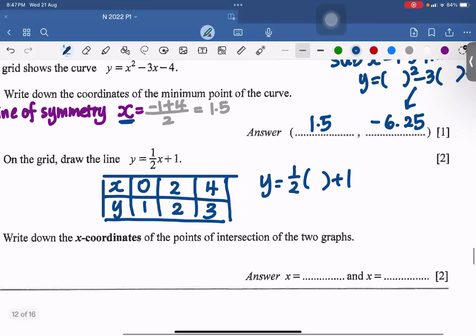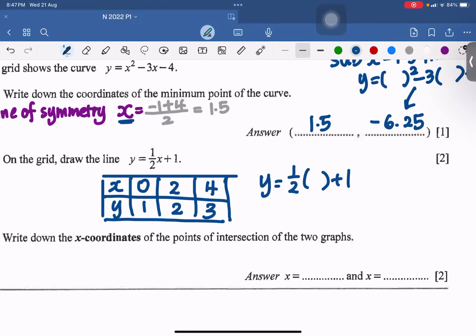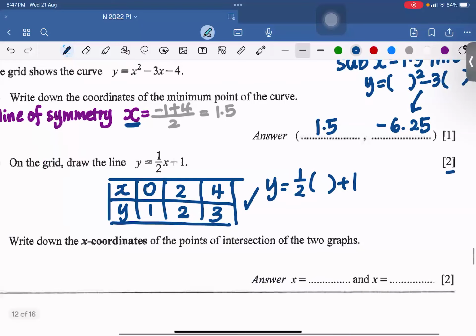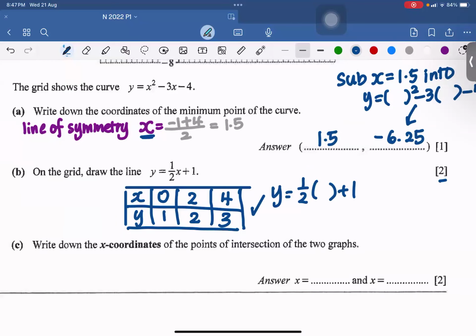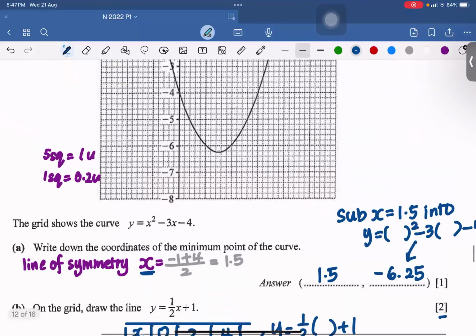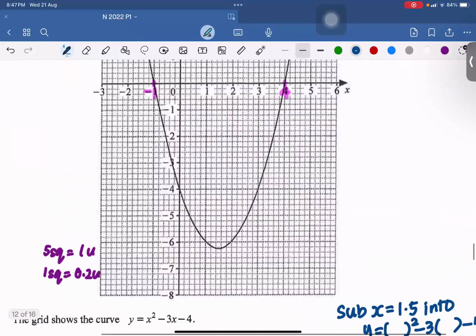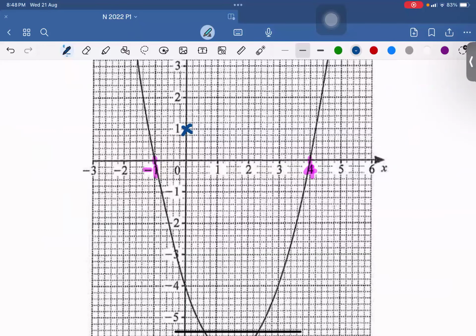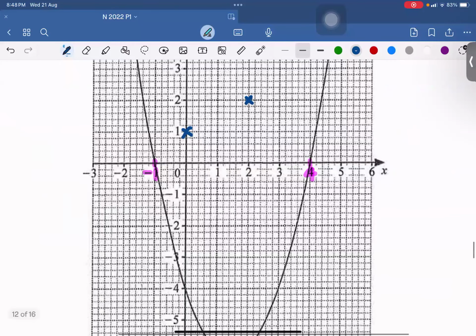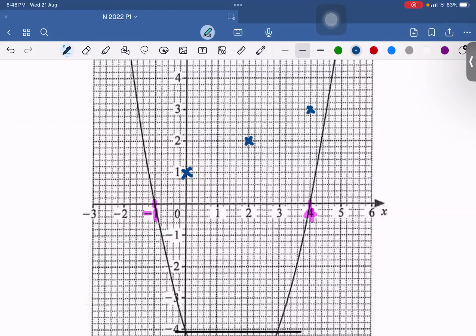Notice normally in the prelim paper, the teacher will give 1 mark, but now they give 2 marks. That means they want to see the table: 1 mark for the table, and 1 more mark for plotting the points correctly. So the question is more generous, and you had better show the working. So 0, 1; 2, 2; 4, 3. But am I only going to draw this short line?